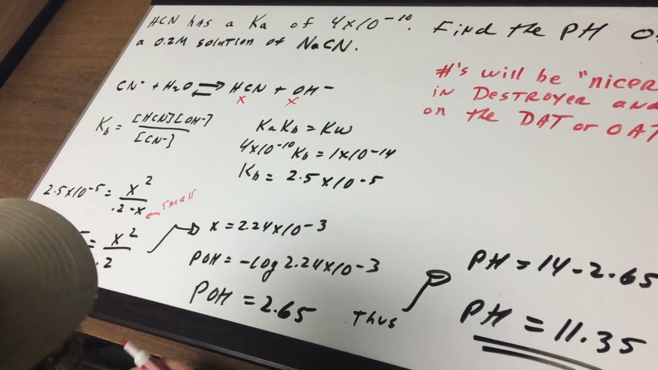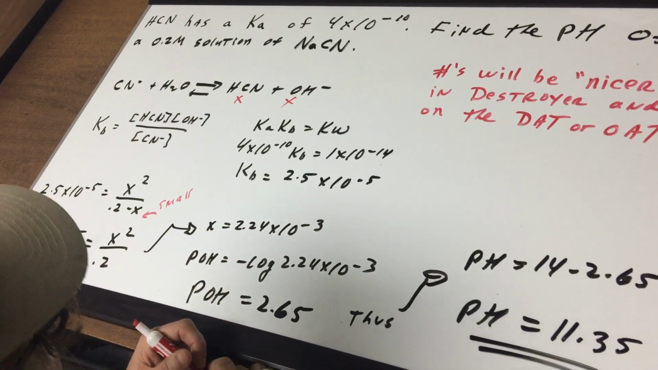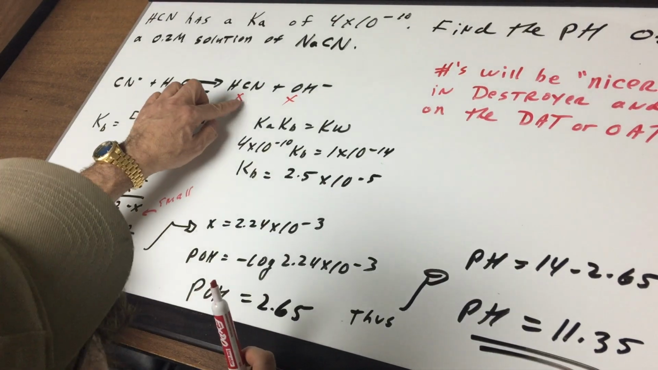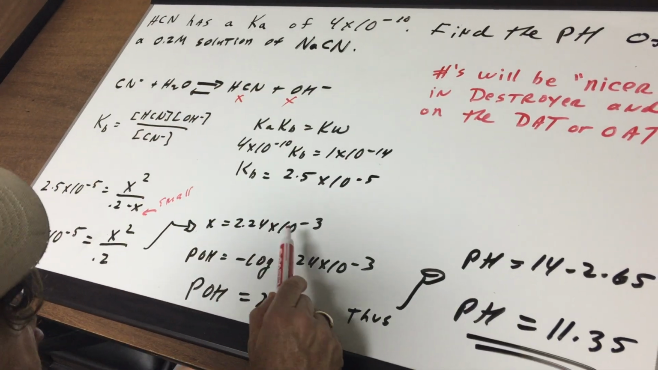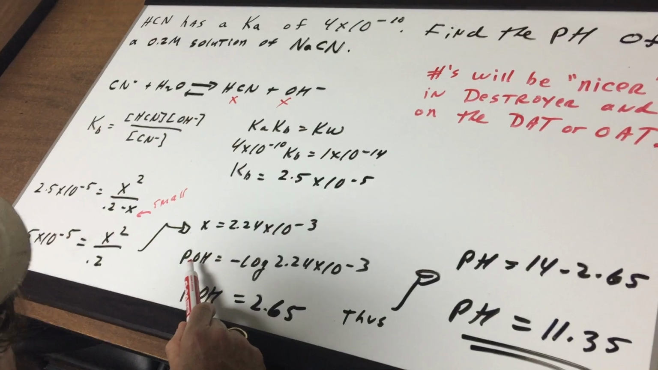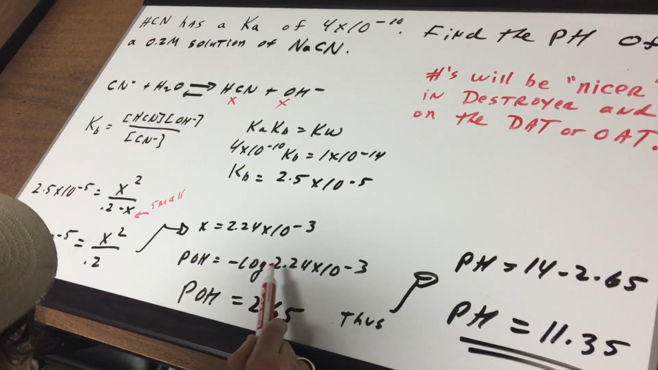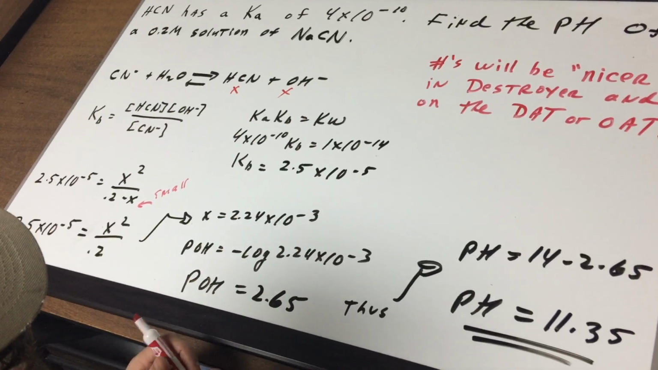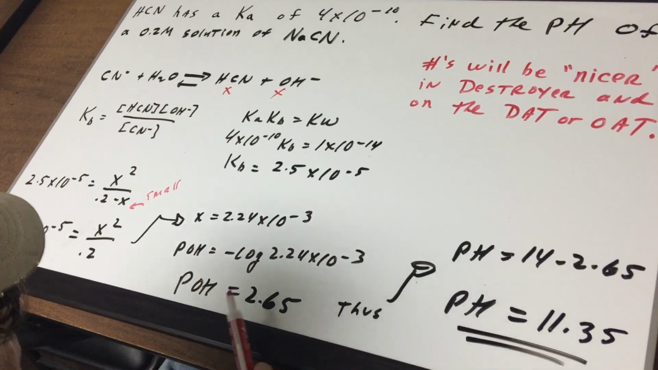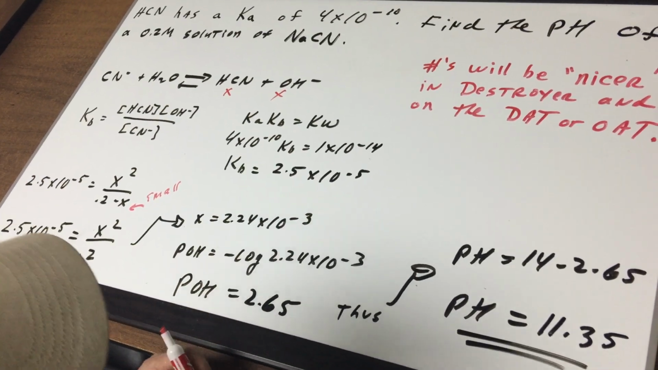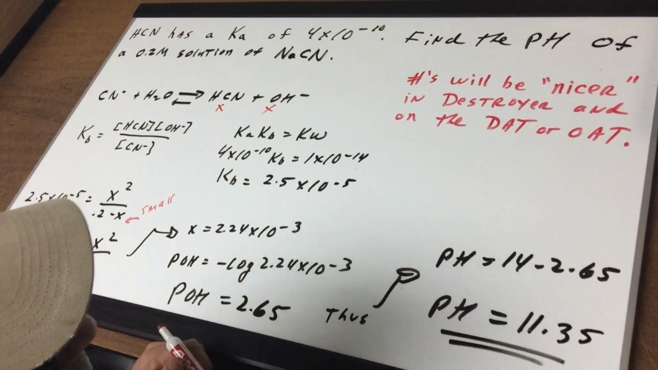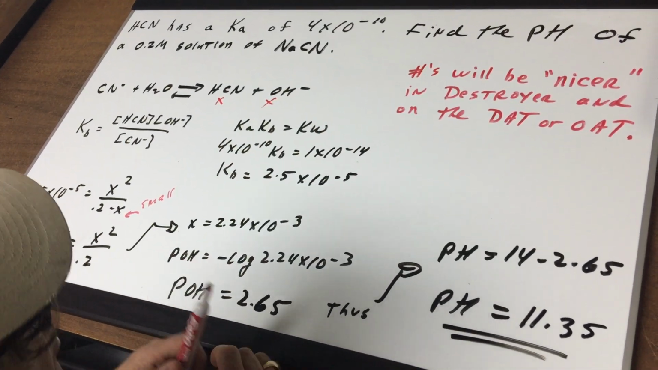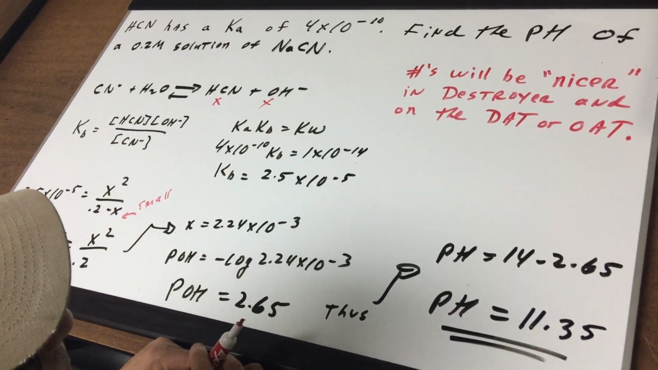This might be good practice for you to try. That's going to give me x equaling 2.24 times 10 to the minus 3. And that x would equal the OH minus and HCN concentrations. Since we now know the OH concentration, we can get the pOH, which is minus the log of 2.24 times 10 to the minus 3, which gives me 2.65. Once we know the pOH is 2.65, we subtract it from 14 to get the final pH, 11.35. So this solution of NaCN would be basic.